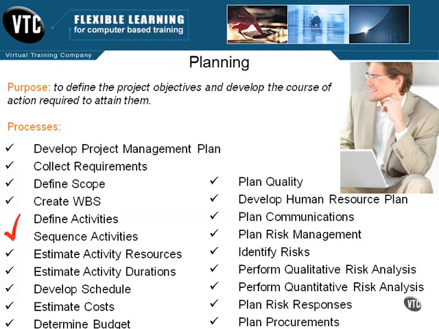In Sequence Activities, we take the activity list and we identify and document the dependencies among them in order to place them in the right sequence. From there, the Estimate Activity Resources process determines the type and number of resources needed to complete the scheduled activities. Estimate Activity Durations then estimates the number of work periods needed to complete the scheduled activities.